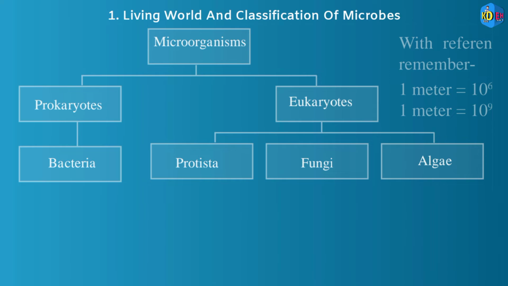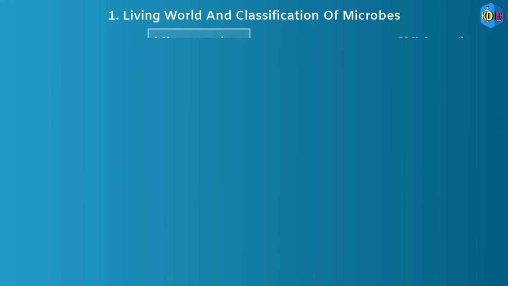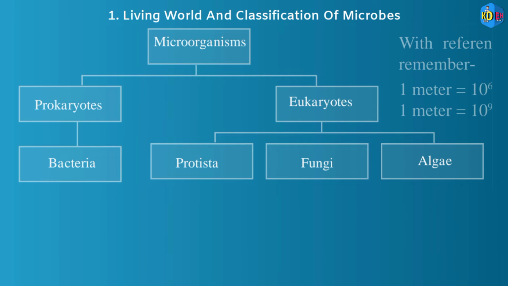Microorganisms are prokaryotes and eukaryotes. Prokaryotes: bacteria. Eukaryotes: Protista, fungi, algae. You can see microorganisms. We see information on microorganisms.